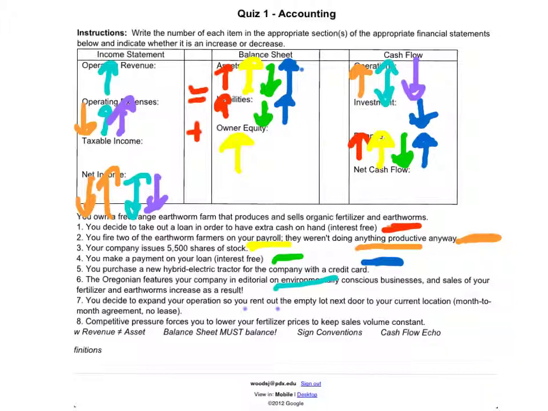You may end up doing something with increases in revenue, but we'll sort that out when we grade. And then the last item is, and will be in black, competitive pressure forces you to lower your fertilizer prices to keep sales volume constant. So what we're getting at is that basically prices on everything are going to go down. So what you're going to see is there's this decrease in revenue, and the reason why this sales volume is being kept constant is so that you know that there's no change in expenses, and so what you're going to have is a decrease in net income because your revenue went down, and a decrease in cash from operations.